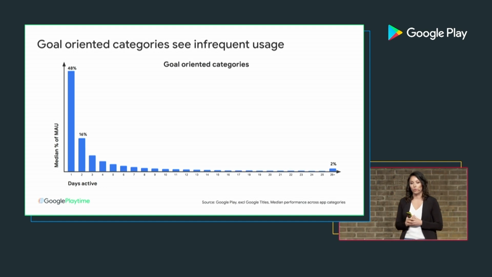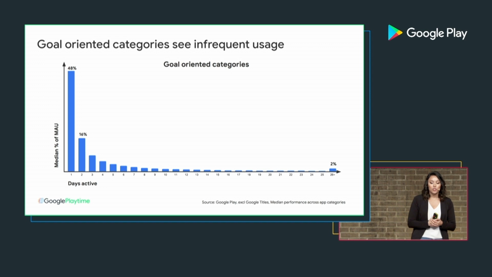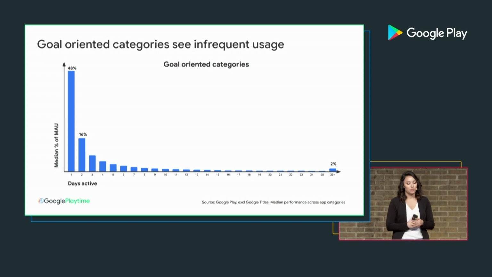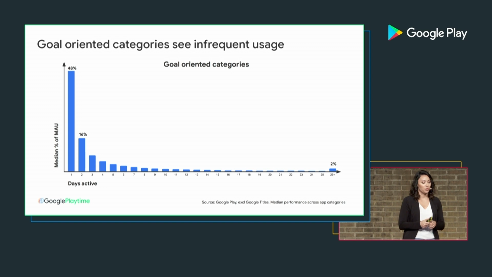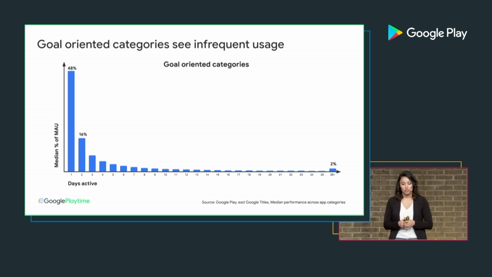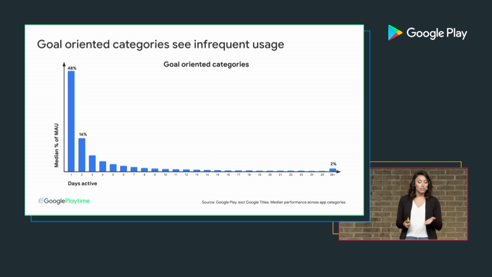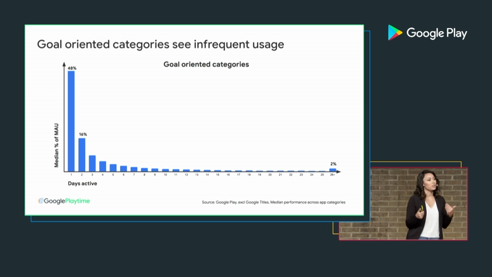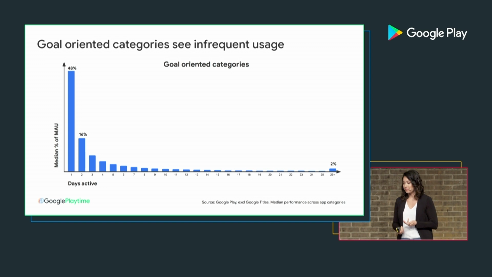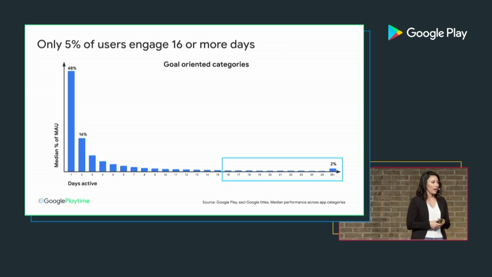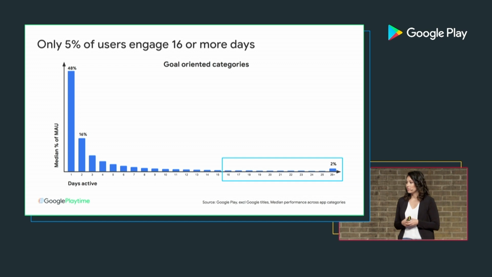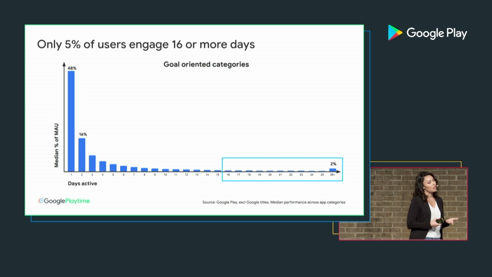So starting out with goal-oriented style categories. This is showing you the median percentage of monthly active users' engagement rate for the first half of 2019. And we can see about 65% of the users are only active 1 to 2 days per month, telling us that many titles in this category are seeing more infrequent usage from their entire user base. But that's not to say that power users don't exist in these categories. We can see the subset of users that are logging in 16 or more days, but this only makes up 5% of the entire population.